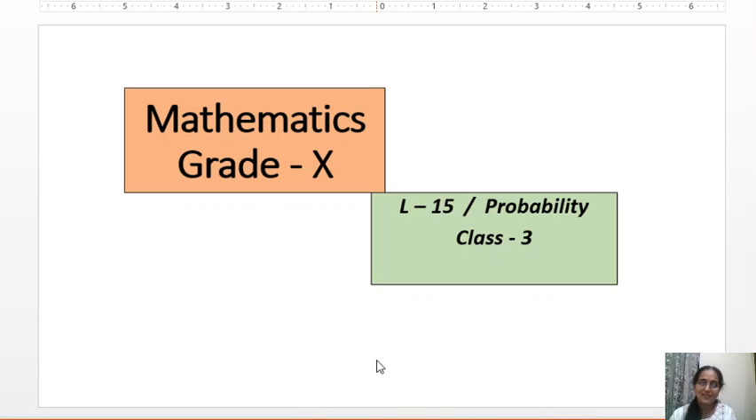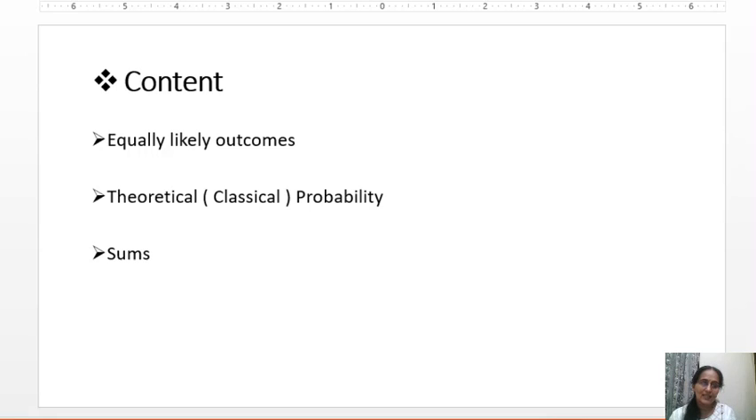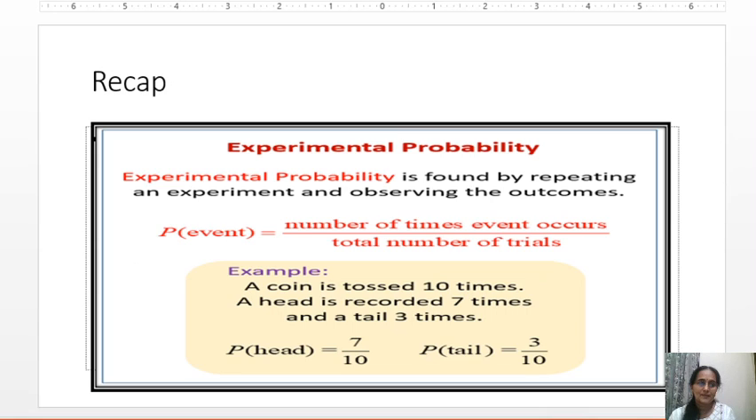Good morning, students. Welcome to the third class of the Probability chapter of grade 10. In this module, we will define equally likely outcomes, we will define theoretical probability, and we will solve some sums.